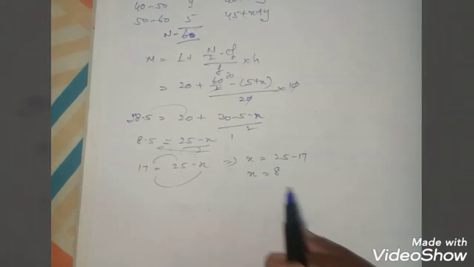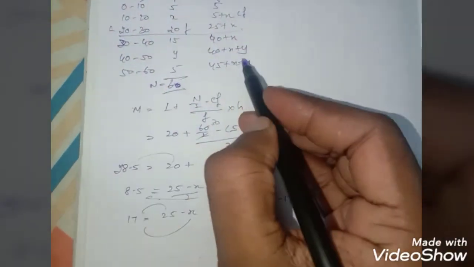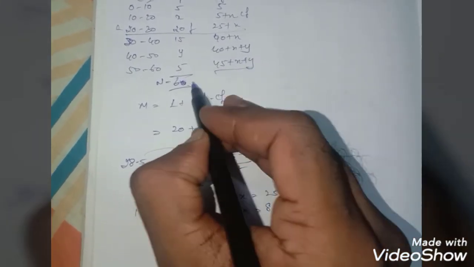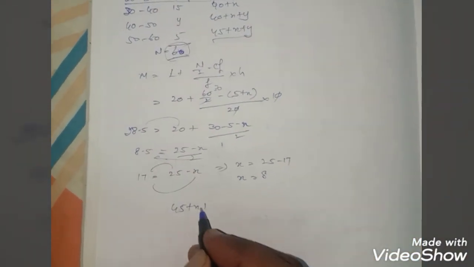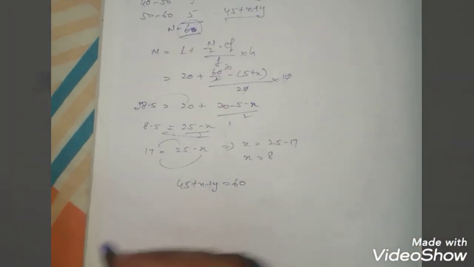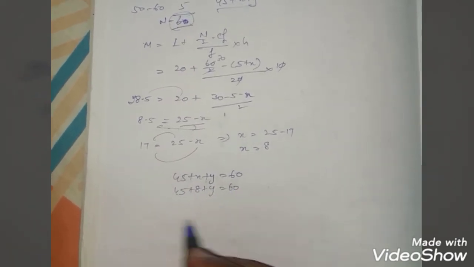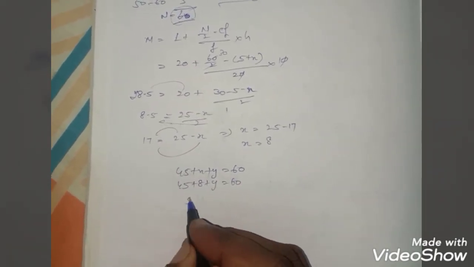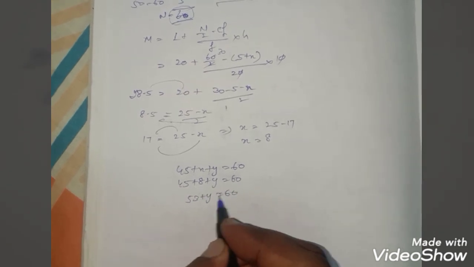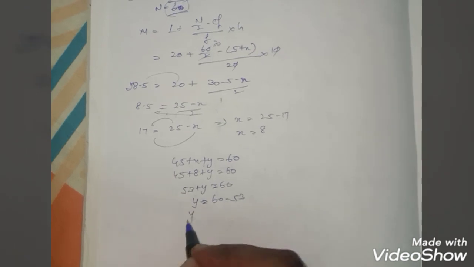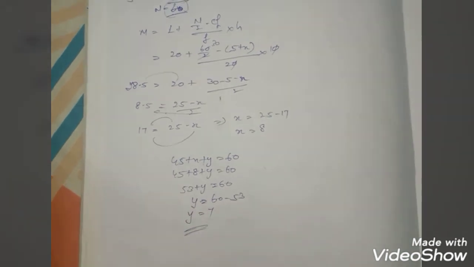Right. Okay, so after getting x is equal to 8, now see the last value. So last total cumulative frequency is 45 plus x plus y, where the total frequency is 60. So I can write this as 45 plus x plus y is equal to 60, where x is nothing but 8. Now 45 plus 8 plus y is equal to 60. If I add, you will get here 53 plus y is equal to 60. Now send this 53. So y is equal to 60 minus 53. So y is equal to 7. So like this we are finding the missing terms.